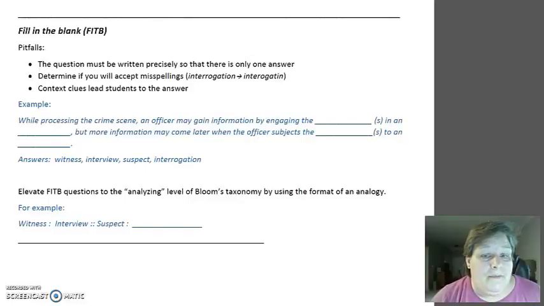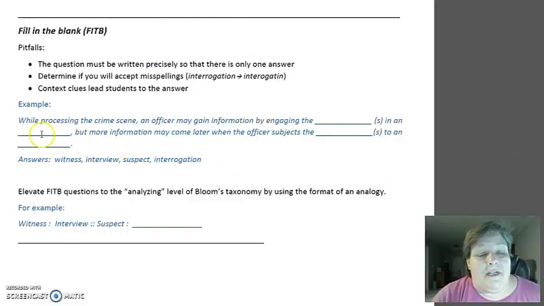When we put fill-in-the-blank questions into Blackboard, we actually program it to determine what the correct answer is. So in CJ402, which is the sample class I've been using in this series on summative assessment, if the correct answer is interrogation, and the student misspells that, would they lose points because of their spelling? So that's something to consider. Another thing to consider with fill in the blank is that there are context clues that lead the students to the answer.